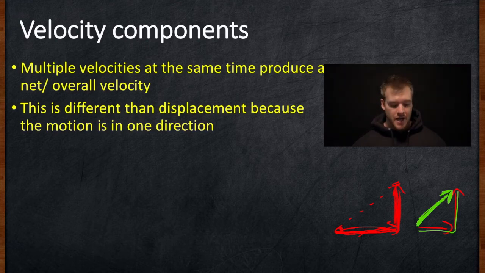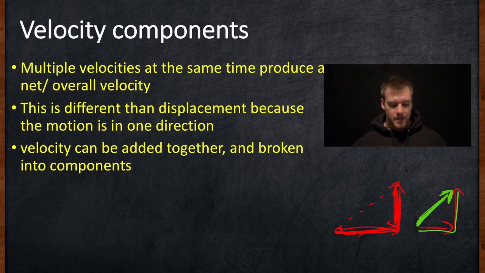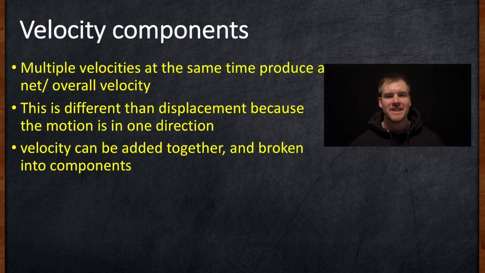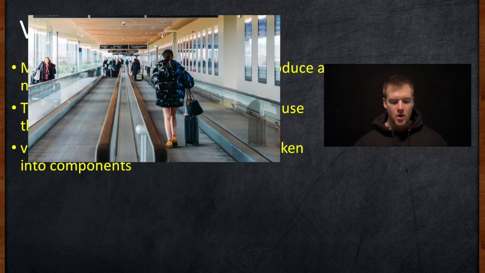But just like the other diagrams, our diagrams can be broken into parts and added together when we're looking at these arrows. To get a bit of a sense of this, let's think of those moving walkways that you might see in an airport that look like this, where you can walk on them, but they're also moving forward.